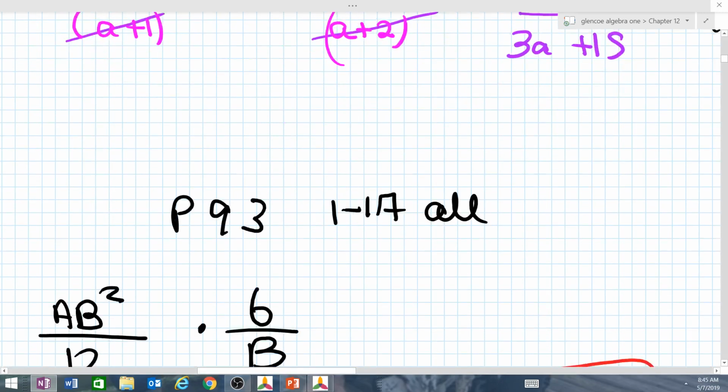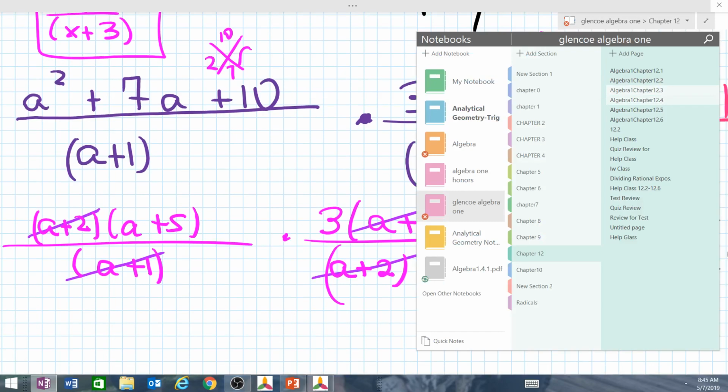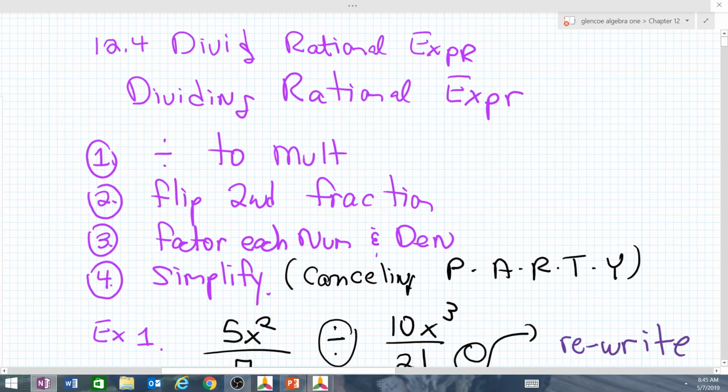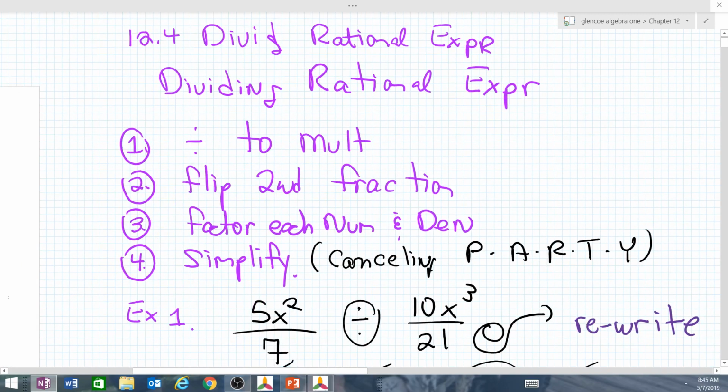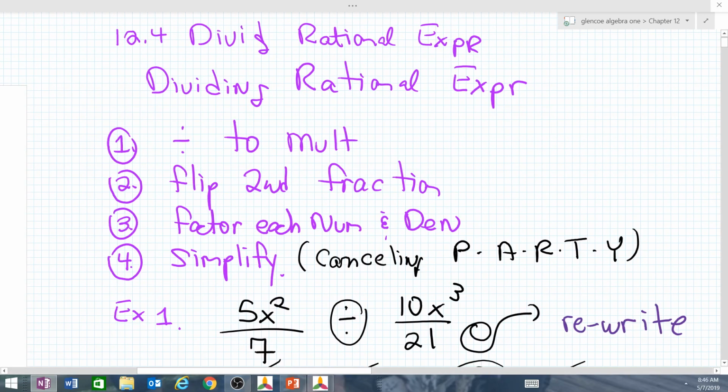All right, let's move on to our next happy lesson, which would be 12.4, dividing rational expressions. Here are your simple rules. Change the division sign to a multiplication sign. Flip the second fraction. Factor each numerator and denominator. Simplify by having a canceling party. P-A-R-T-Y. Have a party. Are y'all with me?